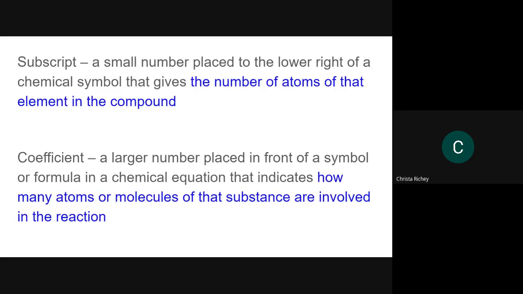The coefficient, once again, is the number in the front. That is a multiplier. The subscript outside of parentheses is also a multiplier. It's just next to an element like this. Let's see, like this. That 2 only affects the chlorine.